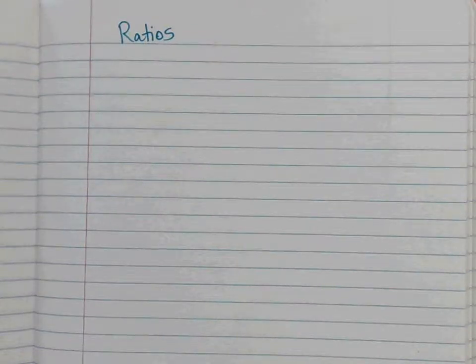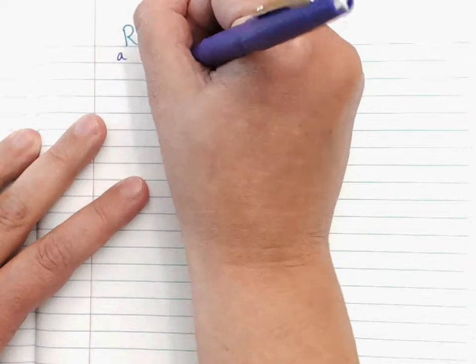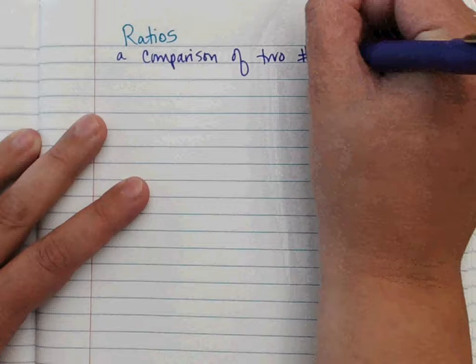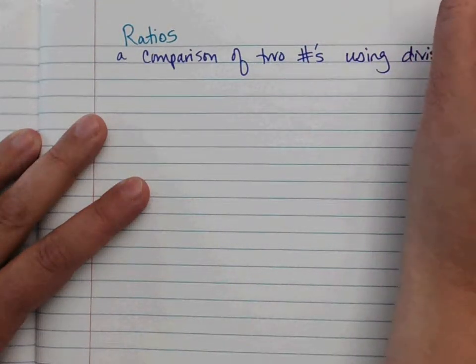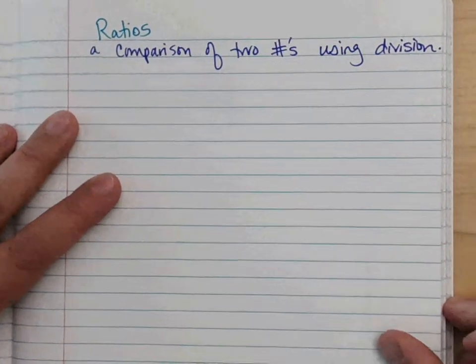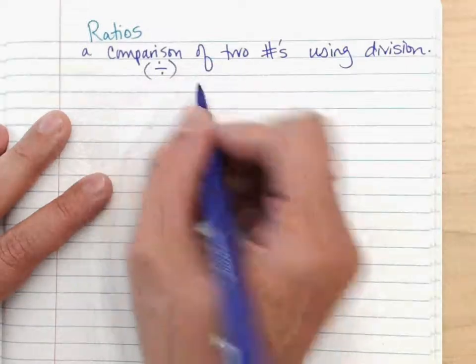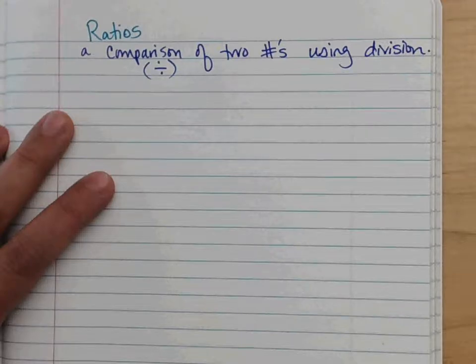Okay, welcome to Math 20, and in this video we're going to talk about ratios. So a ratio is like a fraction. It's a comparison of two numbers, usually using division. So that's why it looks exactly like a fraction, because we've talked about how the divide sign is a little tiny fraction. So let's see how we use this.